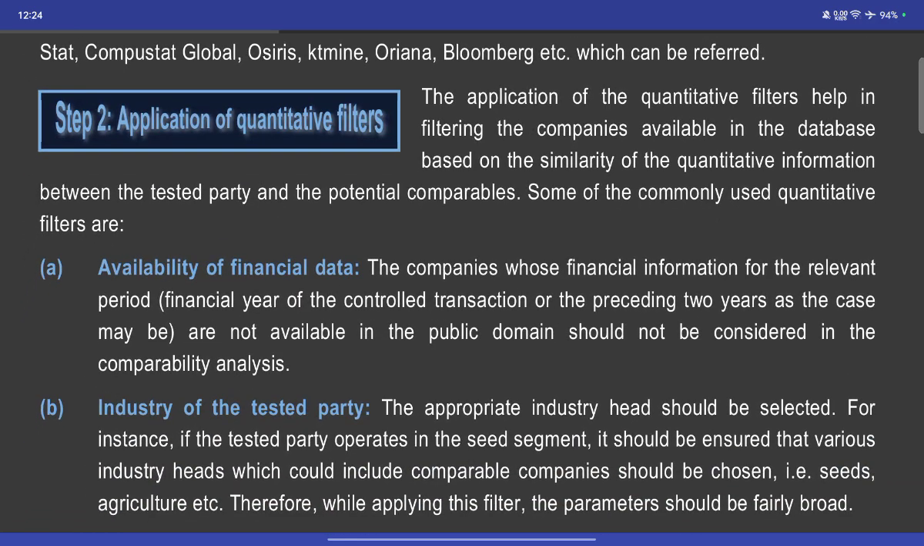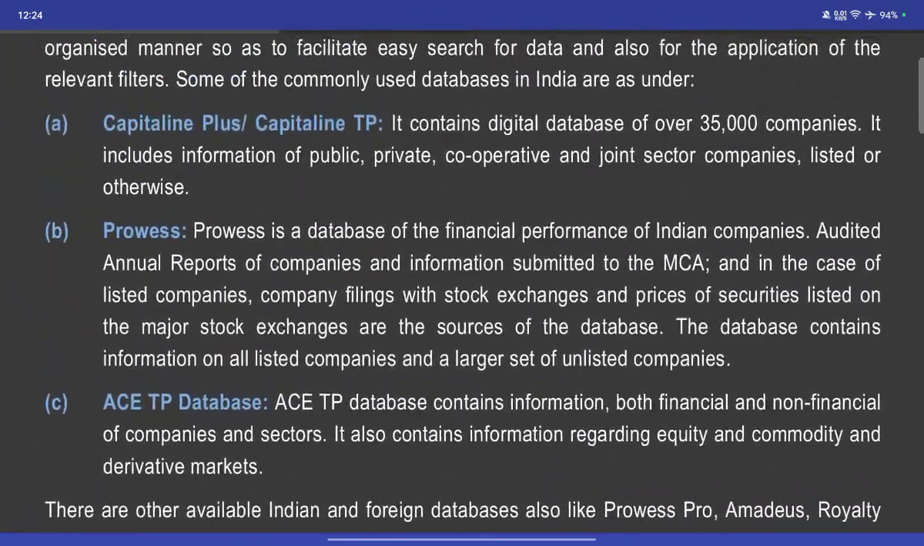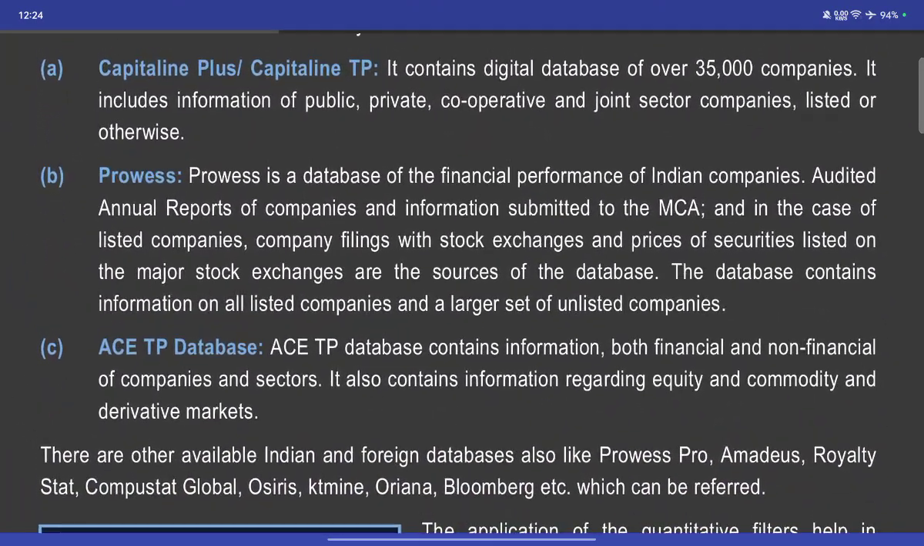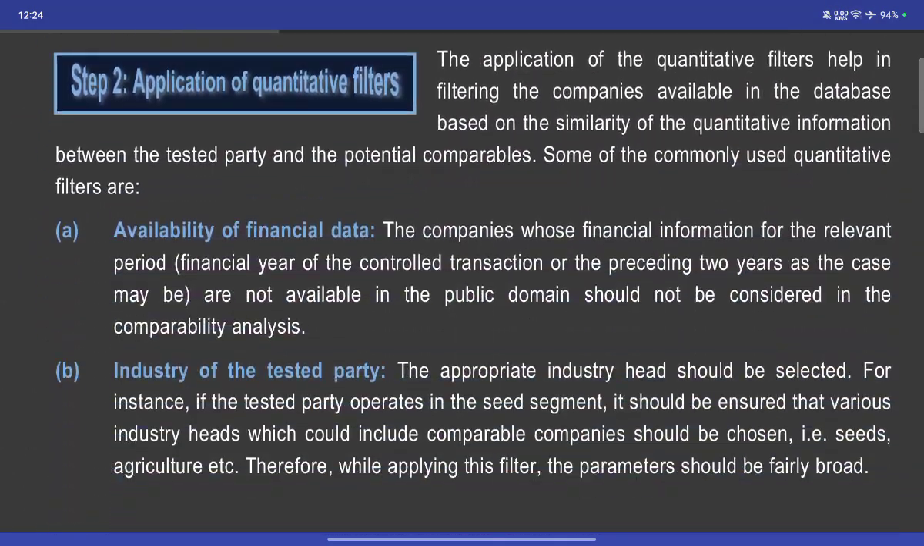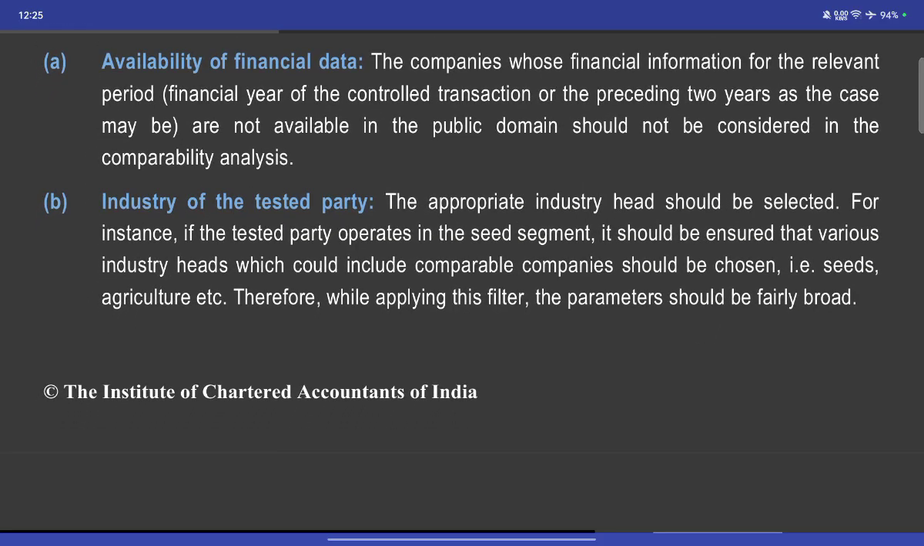Some of the commonly used quantitative filters are as follows. Availability of financial data: the companies with financial information for the relevant period, the financial year of the controlled transactions, should be used. Companies whose data is not available in the public domain should not be considered as comparables. Industry of the tested party: the appropriate industry head should be selected.